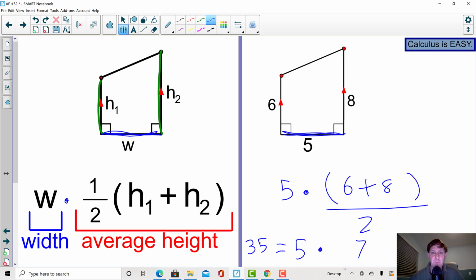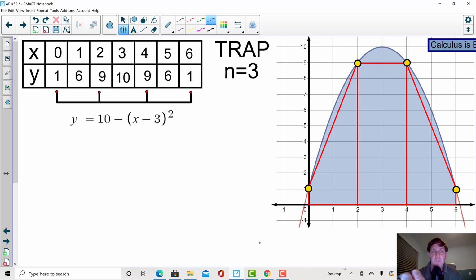Now let's go to our trapezoid example. For this one, they want us to do n equals 3. So that means they want us to use 3 trapezoids. So our width is going to be the same thing as we had on the previous example. We already solved it. We got a width of 2. Now if we wanted to find the area of each trapezoid separately, it's going to be the width, which is 2, times the average height.